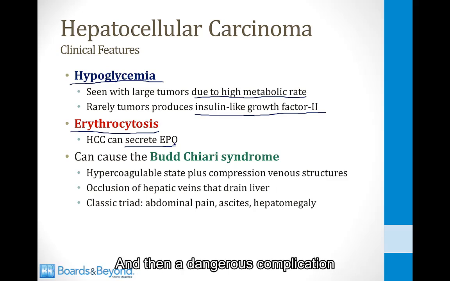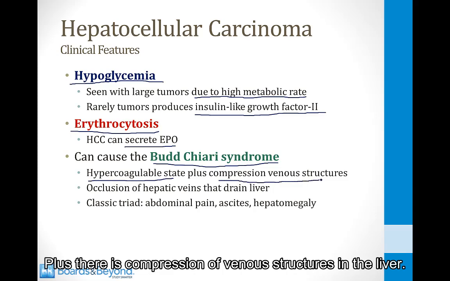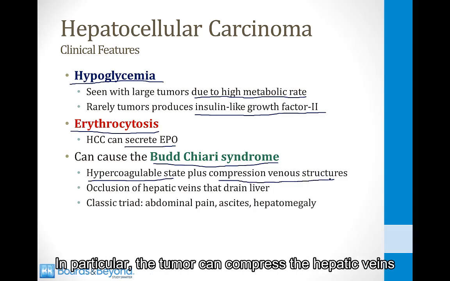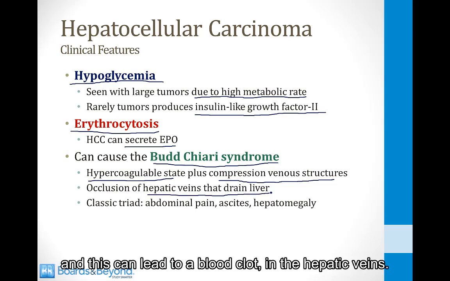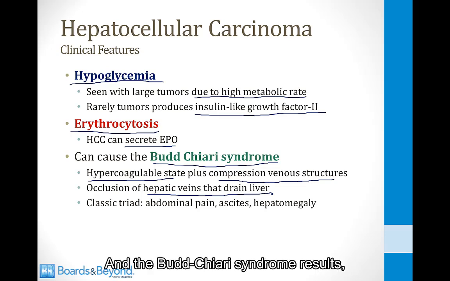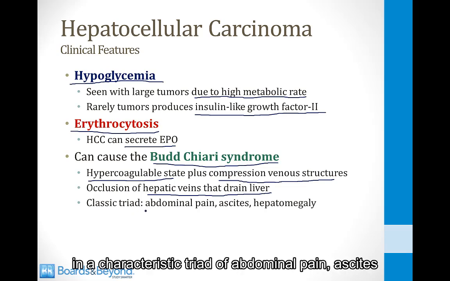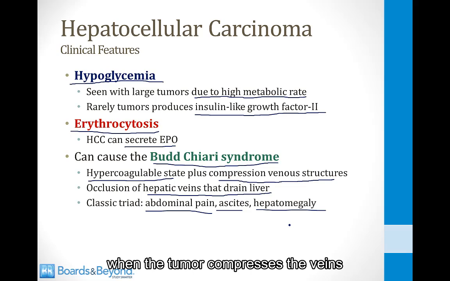And then a dangerous complication of hepatocellular carcinoma is called the Budd-Chiari syndrome. This occurs because in the setting of hepatocellular carcinoma, you have a hypercoagulable state from the presence of a cancer, plus there is compression of venous structures in the liver. In particular, the tumor can compress the hepatic veins that drain the liver, and this can lead to a blood clot in the hepatic veins. This means that blood will not be able to flow out of the liver. And the Budd-Chiari syndrome results in a characteristic triad of abdominal pain, ascites, and hepatomegaly that has an abrupt onset when the tumor compresses the veins and a blood clot occurs.